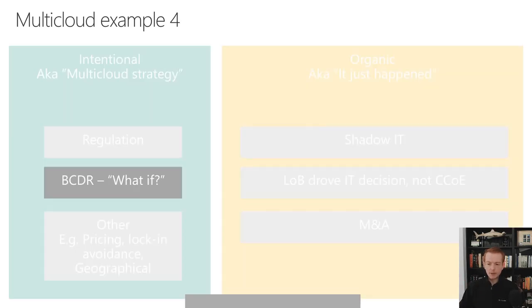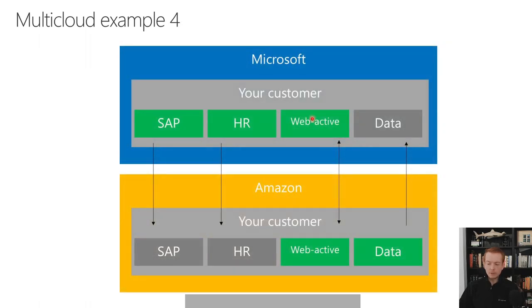And then the fourth example would be the what-if scenario. This is where you've got maybe more active standby workloads between clouds. So under normal conditions, you run your SAP and your HR app on Azure, but you only back up the data to a different CSP. Maybe you run your web application active across clouds because it's very easy to synchronize the data on the back end and use services like Front Door or Akamai or Cloudflare on the front end. Maybe you run your data workload in AWS, but you only reflate it in Azure in an absolute catastrophic event.